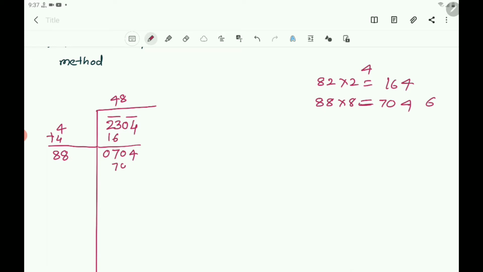Then it is equal to 704, and 704 minus 704 is 0. Therefore you can write the square root of 2304 equals 48. In this way, with the help of the division method, you got the square root of 2304.